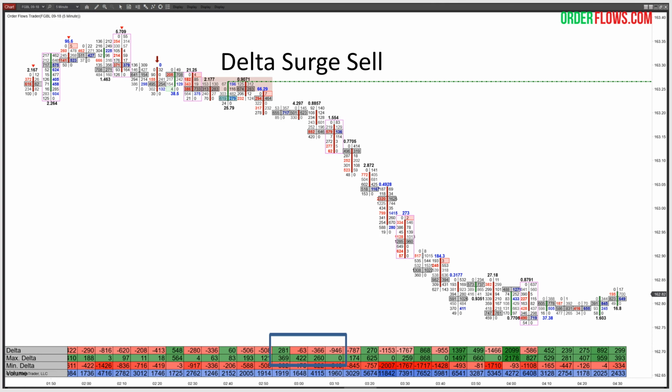Again, delta surge. This is a 5-minute chart here. You can see it: positive 281, minus 63, minus 366, minus 946. You're talking a move from the 163.10 area down into the 162.80 area in the Bunds. This is a move with no pullback back up to retrace this area before the market sells off. It's just straight down. Those are the trades that you like to get as a trader.